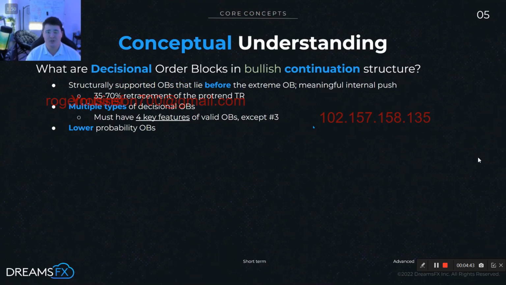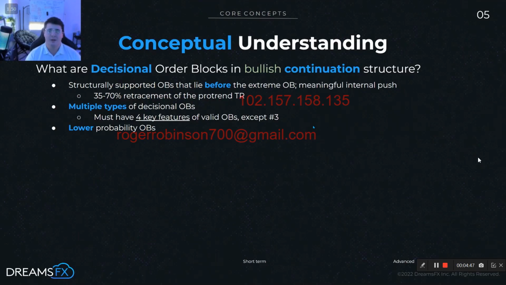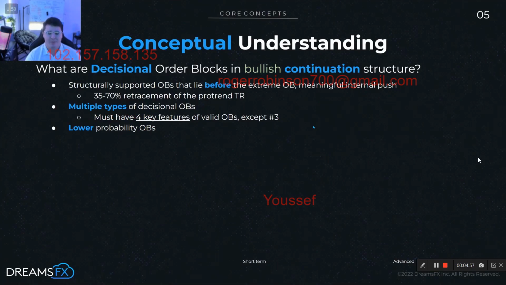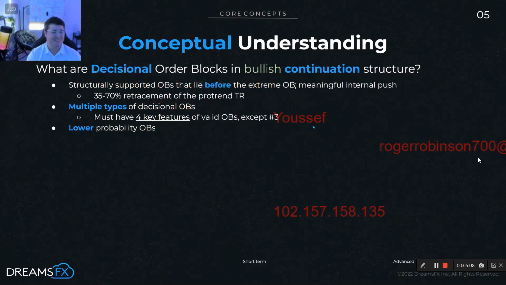So if you're in a sell trend, you want to be identifying your decisional order block between 35% retracement of the range all the way to 70%, because anything above 70% retracement we know is going to be an extreme order block. What makes decisionals very key is that decisionals have multiple different types, some of which even previous students may be exposed to today for the first time. While you are going to be learning all these different types of decisionals, let me remind you, it doesn't mean that you're going to be trading all of them all the time. Just throwing that out there.